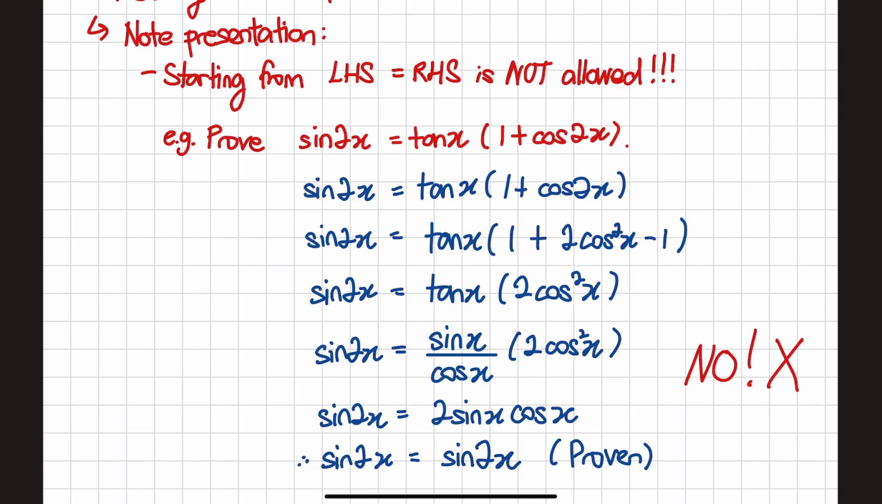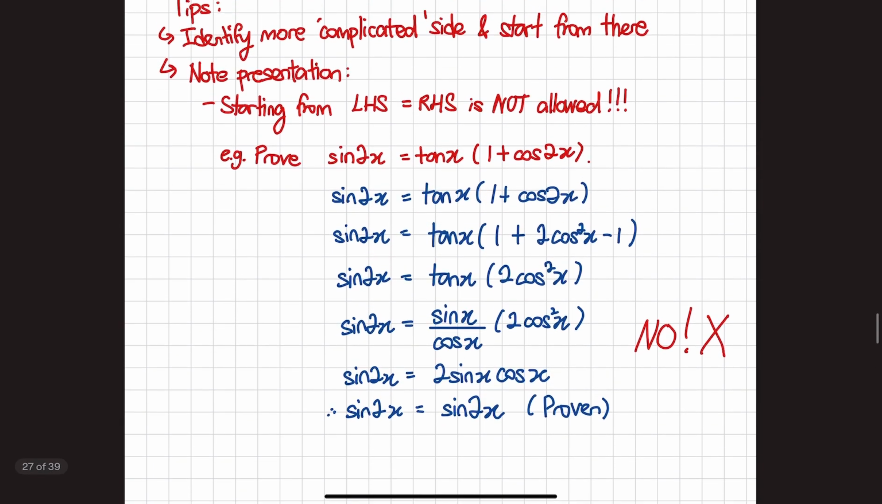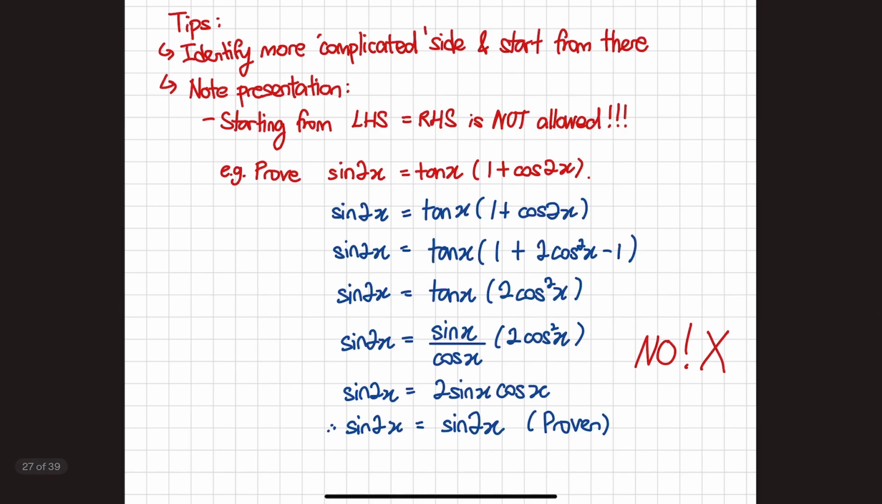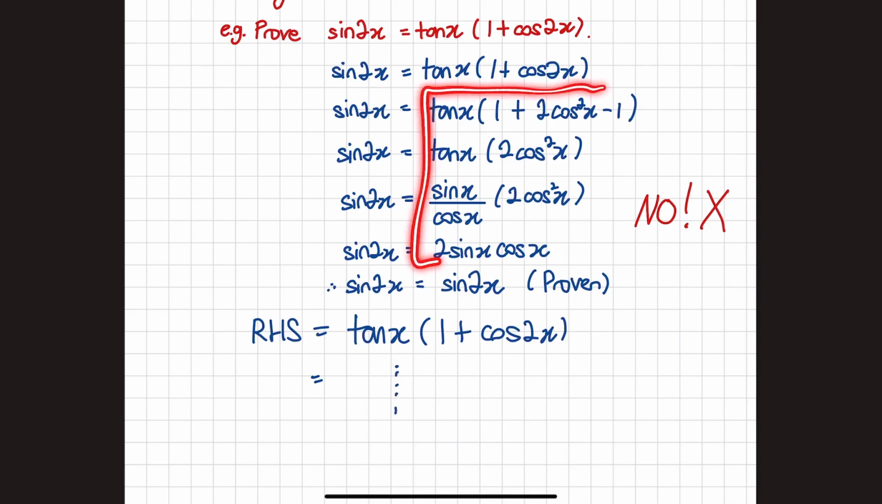So the right way to present this is, instead of starting with left side equals right side, choose one side first. As I mentioned, start with the more complicated side because it's easier to simplify. Looking at this identity, I would think the right side is more complicated, therefore easier to simplify, but it's really dependent on yourself. So if I choose to start at the right hand side, RHS equals, in this case, tangent x, bracket 1 plus cosine 2x. Then I continue to simplify following the steps you see over here, all the way until I get my answer, which equals sine 2x.